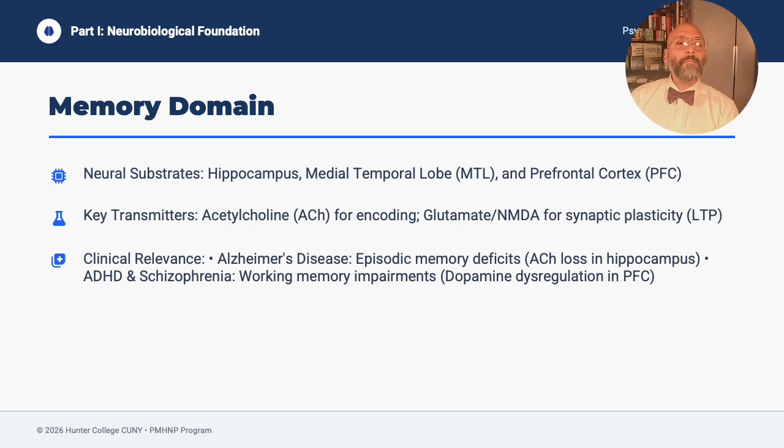Now, when we talk about memory in psychopharmacology, we're not talking about a single function. We're talking about a distributed system with different neural jobs. Some neural substrates, for example, the hippocampus and the medial temporal lobe, are central for encoding and consolidating episodic memory, new facts, new experiences, etc. The prefrontal cortex, though, is critical for working memory, that is, holding information online and manipulating it and using it to guide behavior. Clinically, this distinction matters because different disorders and different medications hit these circuits differently.